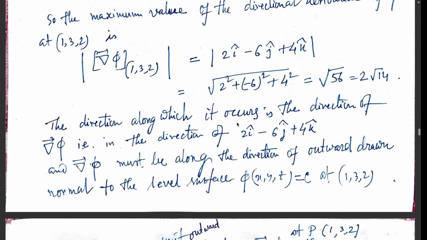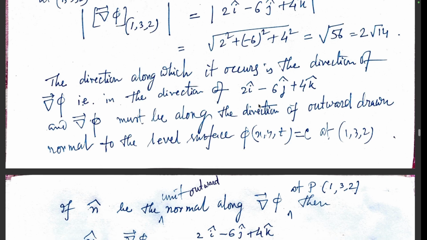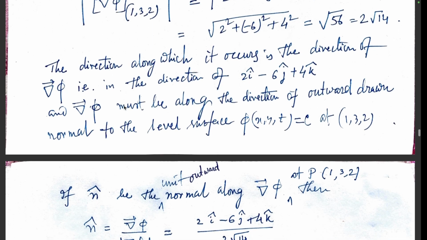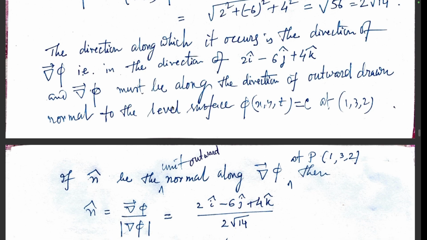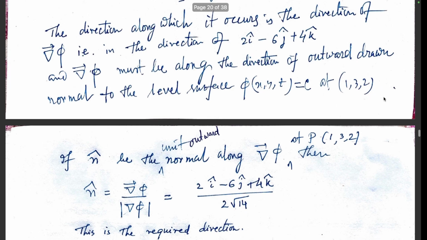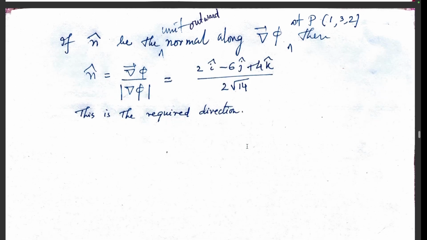The direction along which it occurs is the direction of grad phi at the point (1, 2, 3). Grad phi must be along the direction of the outward drawn unit normal to the level surface phi(x, y, z) = c at this point (1, 2, 3), and n cap is grad phi by modulus of grad phi, which is the required direction unit vector.